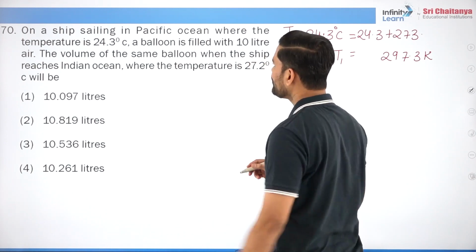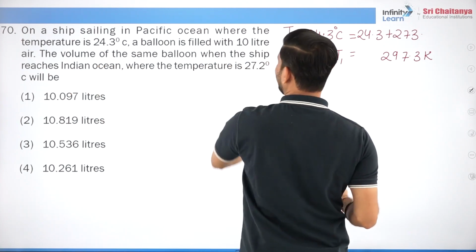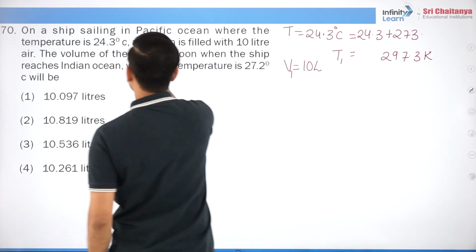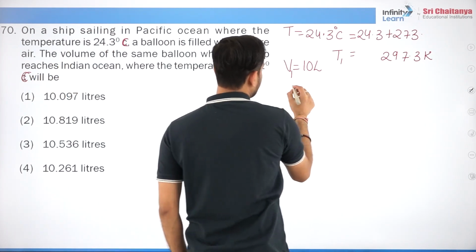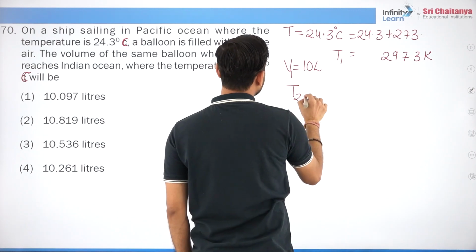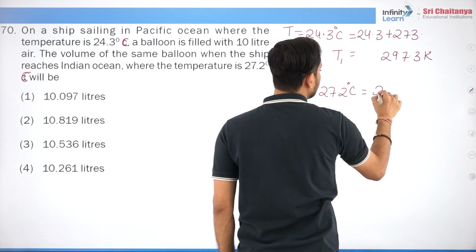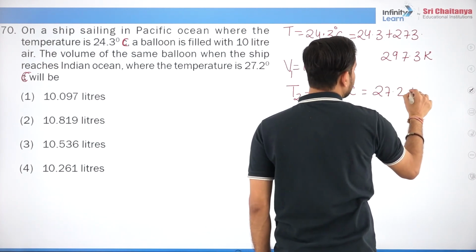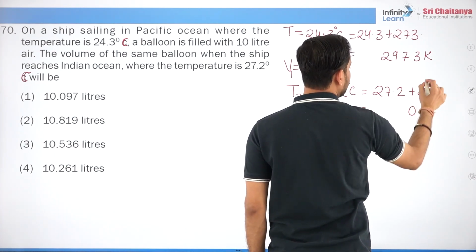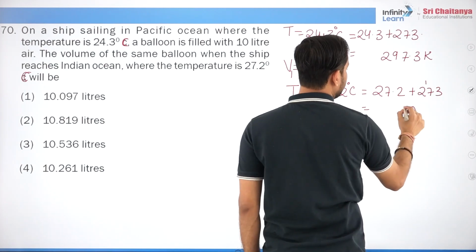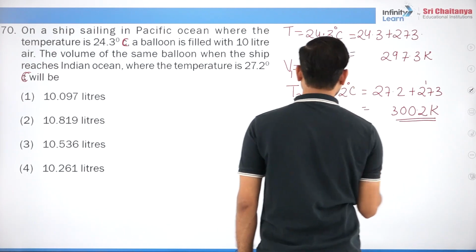The volume of the same balloon when the ship reaches the Indian Ocean, where the temperature is 27.2 degrees Celsius. First of all, it is capital C over here, and this is also capital C degrees Celsius. So talking about the temperature, T2 that is given is equal to what? 27.2 degrees Celsius, that is equal to 27.2 plus 273. Okay, so 7 plus 3 is 10, carry over, 7 plus 2 is 9, again 10, and this is 300.2 Kelvin. And what we need to know is V2.